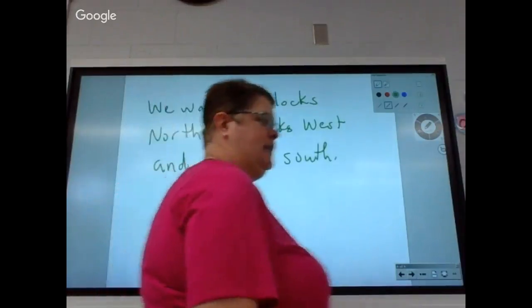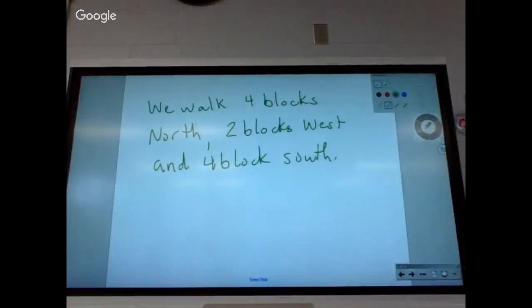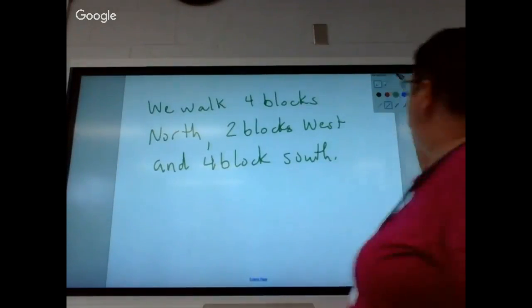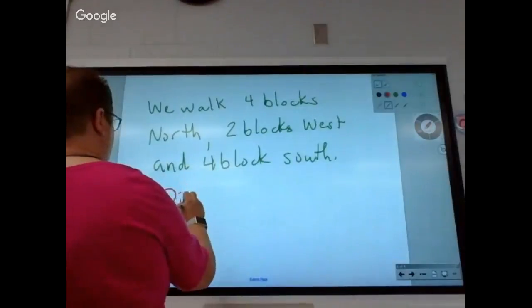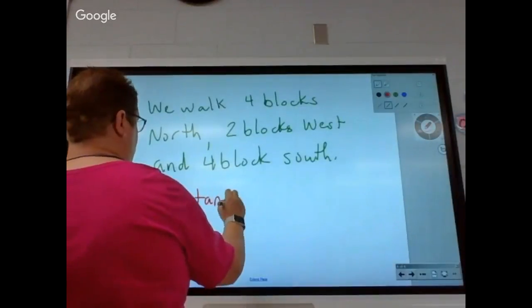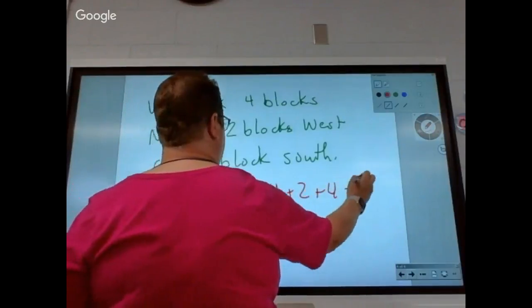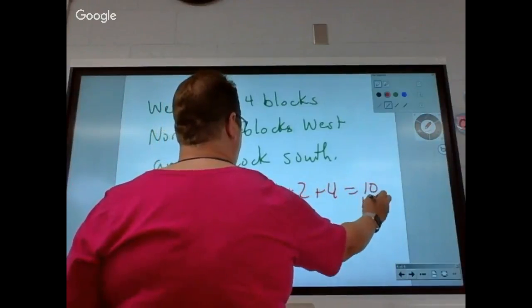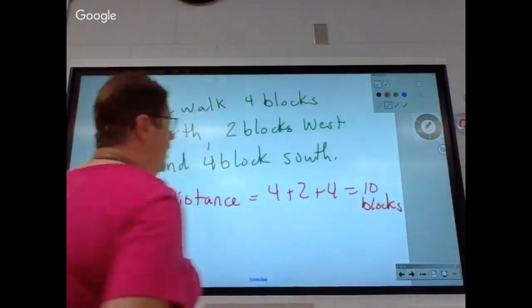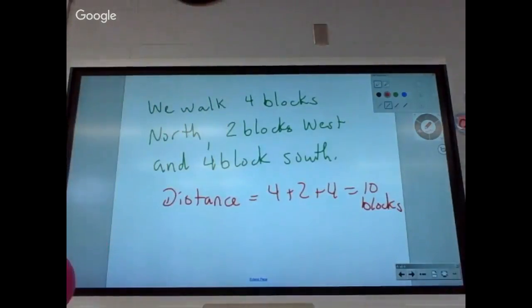Okay? What's distance? What's our distance? Okay, how'd you get 10? Okay, so distance equals 4 plus 2 plus 4, which is 10 blocks. Okay? How do I figure out displacement?